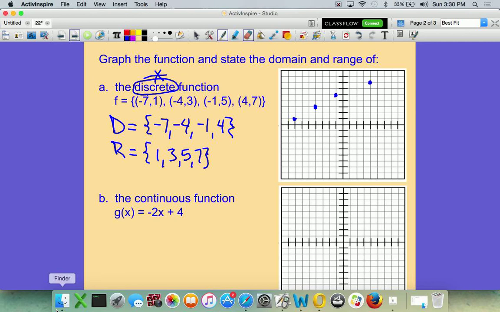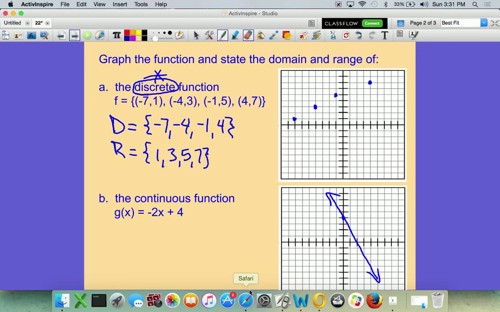For our next one, the continuous function, continuous meaning it's going to be some kind of line where we don't lift our pen off the paper. We've got a linear equation here, so we can use slope-intercept form. We go up 4, put a dot, and then go down 2 over 1 for our slope, and then we draw in our line. There it is graphed.